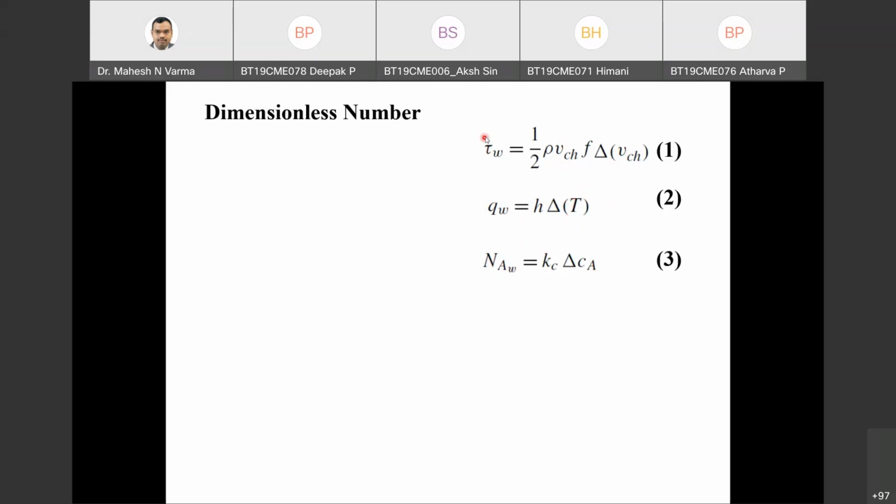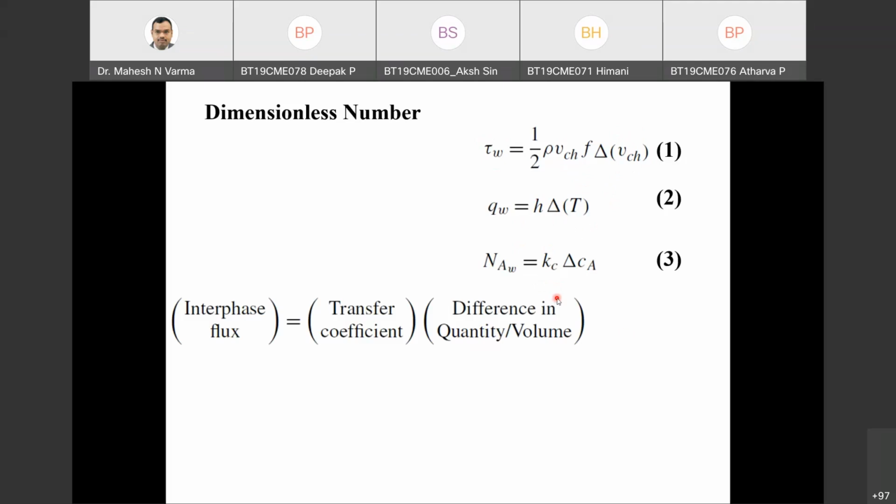Similarly, this is flux of momentum. If I can bring a gradient of momentum per unit volume, that will be more closer to this equation. So I can write a generalized equation: interface flux equals transfer coefficient times difference in quantity per unit volume. That will be a transfer coefficient. So this is not in that form actually, but I can bring it in that form.